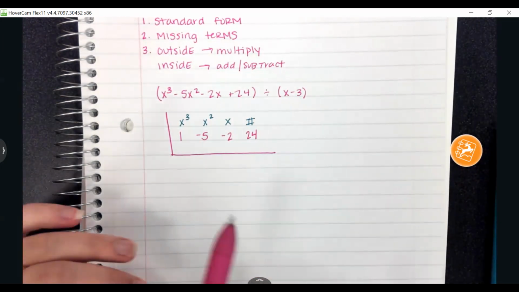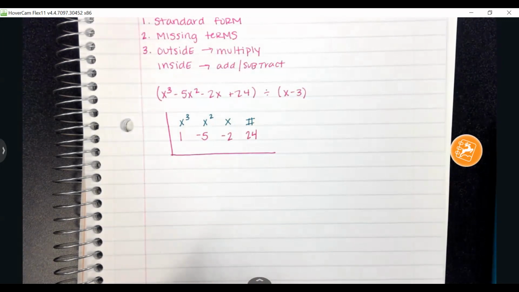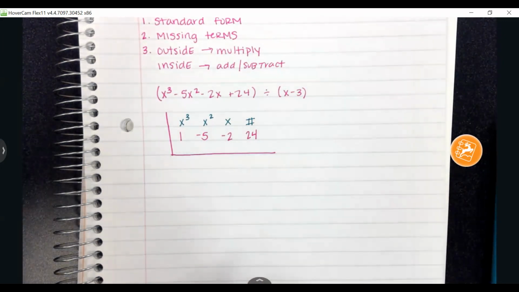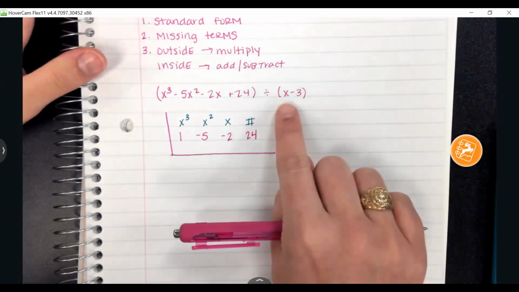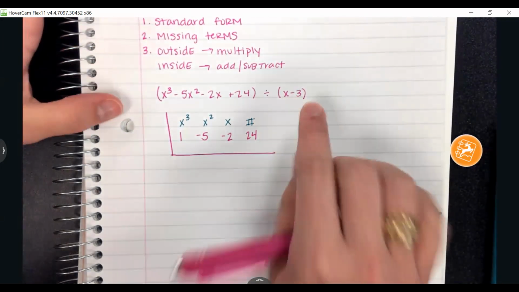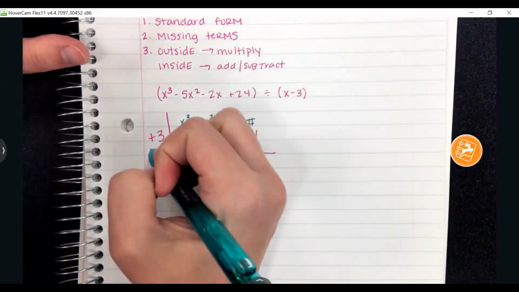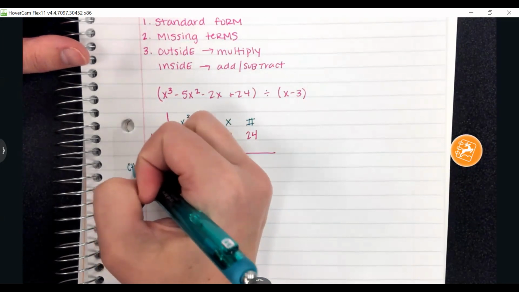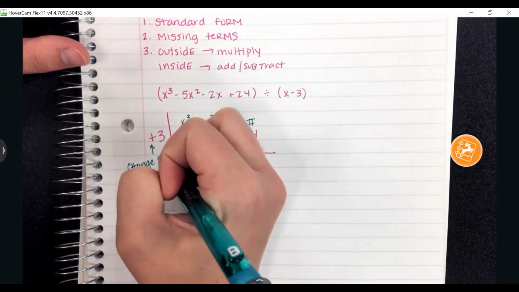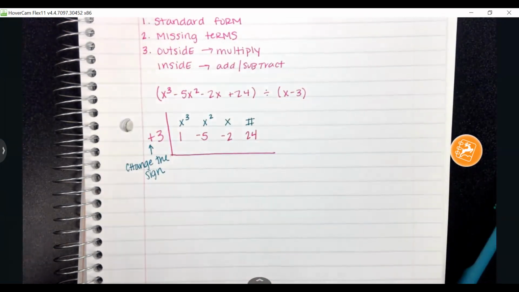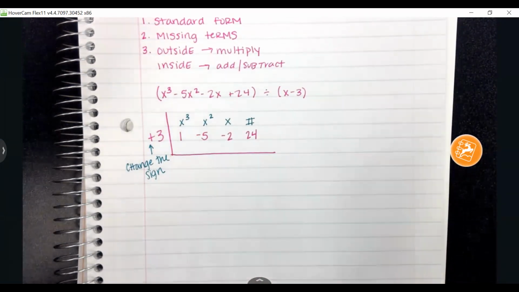Now, when we did long division, remember we multiplied, and then what did we have to stop and do? Change the sign. What we're going to do in synthetic division is change the sign first. So since this is dividing by a -3, we're going to make this a +3. So right here, we changed the sign. So we change the sign first before we do anything, okay?